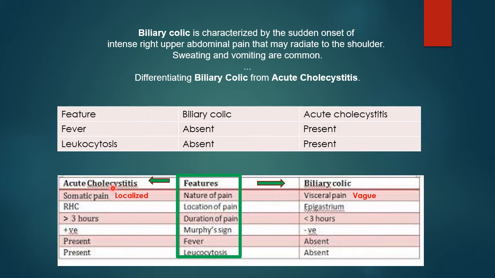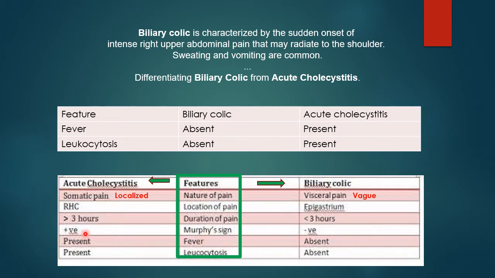In acute cholecystitis, the pain is more localized, whereas here it is vague pain in the upper right abdomen, and this is due to visceral pain. And here it is quite localized to the right hypochondrial region. Here it is very vaguely located in the right upper quadrant and epigastric region. Acute cholecystitis lasts longer, more than 3 hours. This is usually within 3 hours that the symptoms may subside.